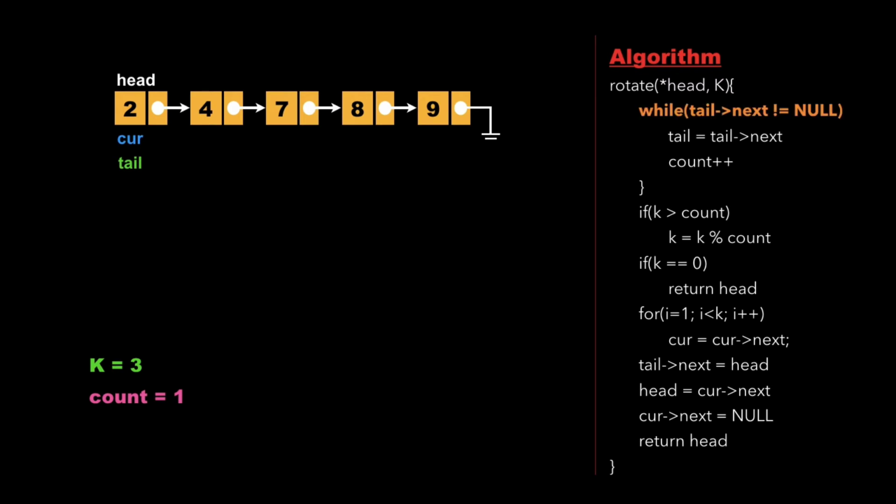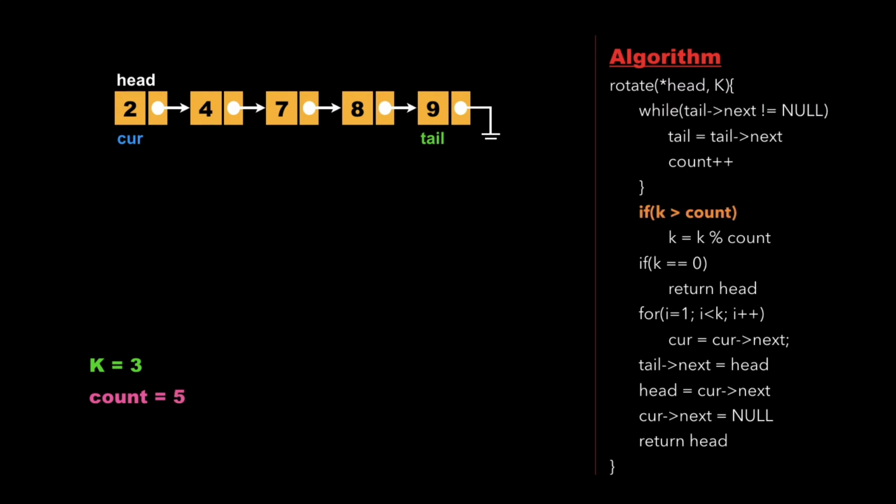So we begin our algorithm with the while loop where we check for the condition whether tail of next is not equal to null. And if this condition is true, then we update the value of tail as tail of next and increment the value of count. So the variable count is used to calculate the number of nodes present in the linked list. So we keep on this process until we reach the condition where tail of next is equal to null. So finally we have reached the condition where tail of next is equal to null.